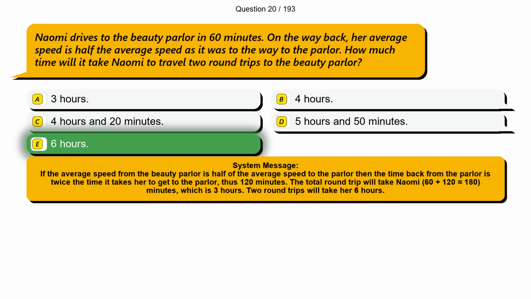If the average speed from the beauty parlor is half of the average speed to the parlor, then the time back from the parlor is twice the time it takes her to get to the parlor, thus 120 minutes. The total round trip will take Naomi 60 plus 120 equals 180 minutes, which is 3 hours. 2 round trips will take her 6 hours.